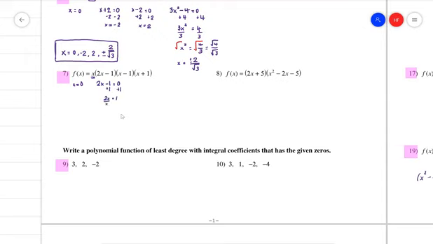We'll get x is equal to 1/2. We've got x minus 1 is equal to 0. Add 1, x is a positive 1. And then x plus 1 is equal to 0. Subtract 1. And x is equal to negative 1. So we have x equals 0, positive 1/2, positive 1, and a negative 1.